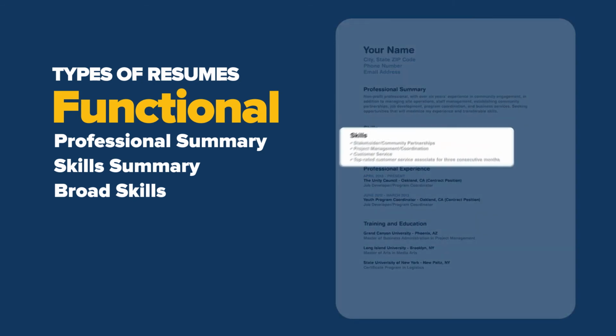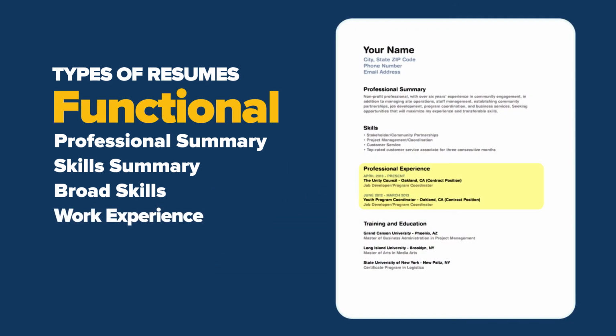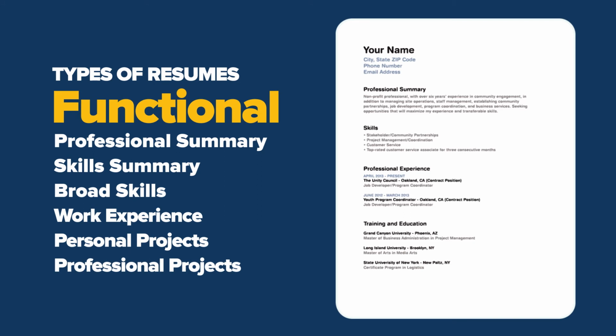For example, one category could be customer service, and an example under that category could be top-rated customer service associate for 3 consecutive months. You would still list your work experience in the functional resume. However, because you already highlighted the most important information in the skills section, you only need to list the name of the company, your title, and the dates you worked there. Also, it's important to note that you can include in the skills section any skills you gained through personal or professional projects, just as long as they help demonstrate you have a good track record of developing and completing tasks.